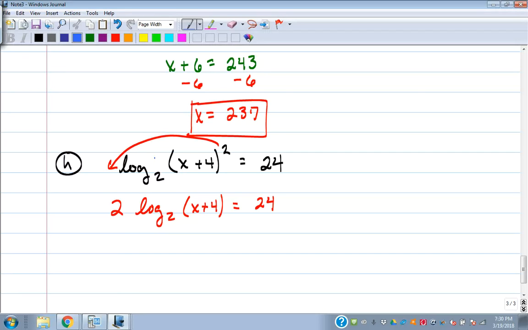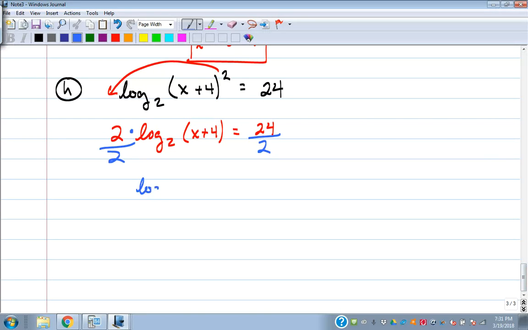Now, what can I do to get rid of this 2 that we put in the front? I can divide by it. That gives us log base 2 of (x plus 4) equals 12. Now, how do I get rid of the log base 2? Exponentiate with the base of 2. X plus 4 is 2 to the 12th.